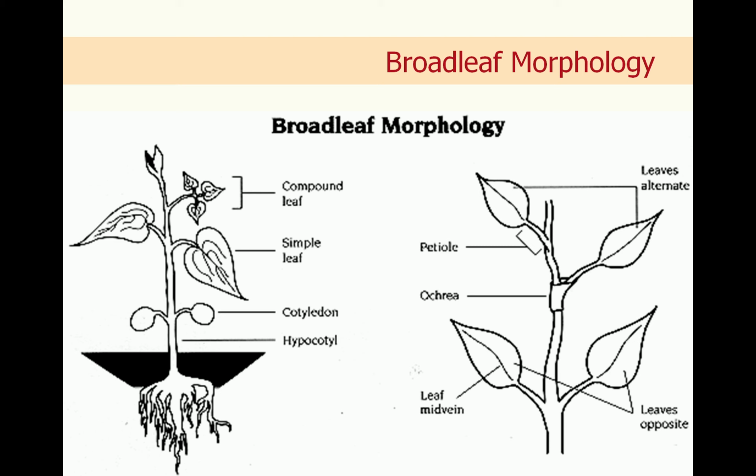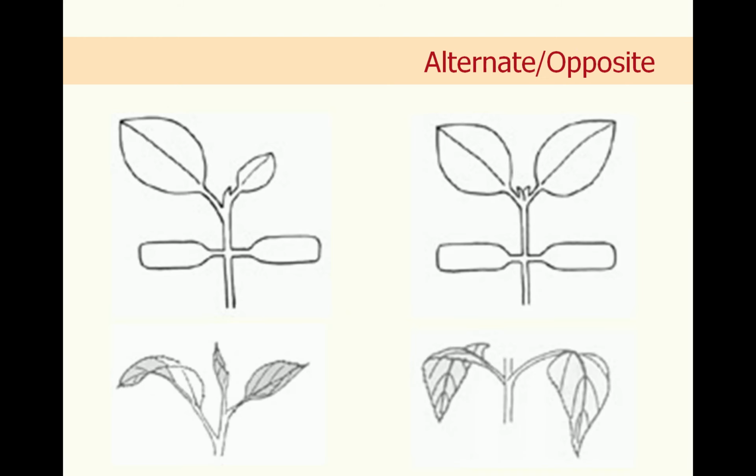You can see the two cotyledons on the plant to the left, as well as the differences between simple and compound leaves. On the right, you can see the petiole, or small stalk, that attaches the leaf to the main stem, the ochrea, which is a covering found on the stems of some species, and examples of both alternate and opposite leaf arrangements. All of these features will be useful for broadleaf weed identification. Notice that the cotyledons for both the alternate and opposite arrangement are opposite, while the difference is found on the leaves that come after the cotyledons.